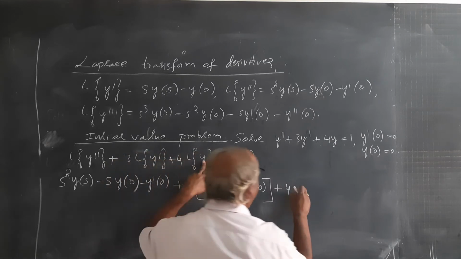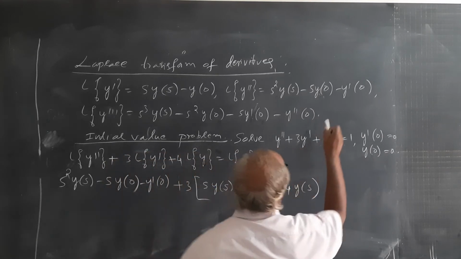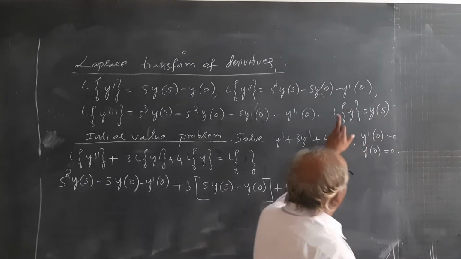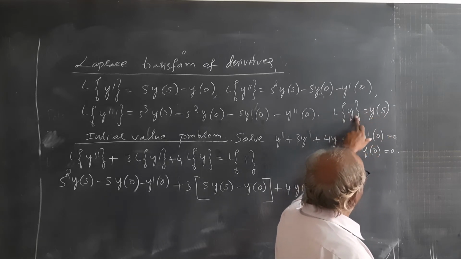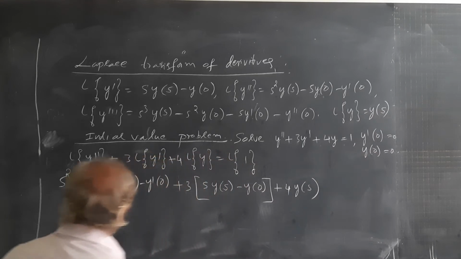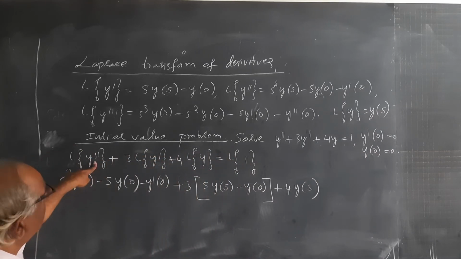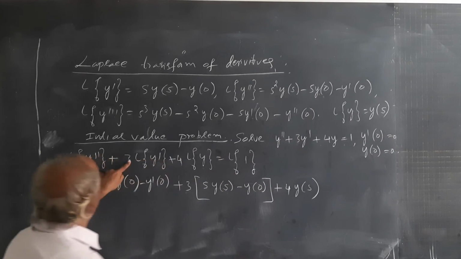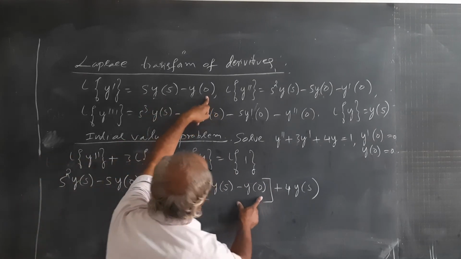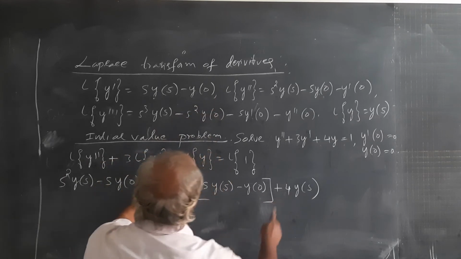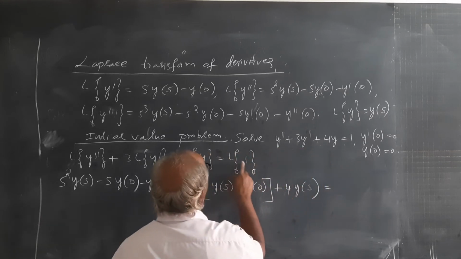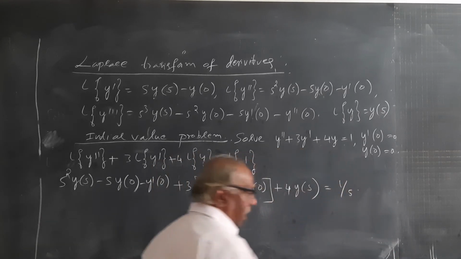L of y is Y(s). L of y means it is always Y(s). You know that L of p(t) means P(s), L of z(t) means Z(s), L of x(t) means X(s). So what I did: L operated on y double dash, substitute this. 3, take it outside, L of y dash, substitute this result. Next, 4, write that as it is, L of y. What is L of y? Y(s). That is equal to L of 1, that is 1 by s.